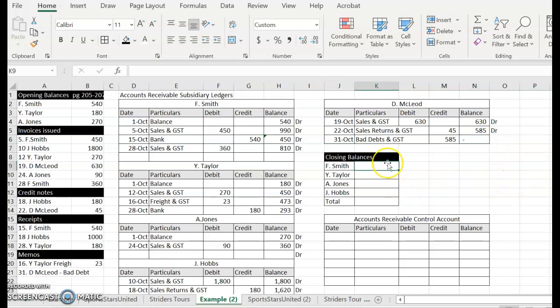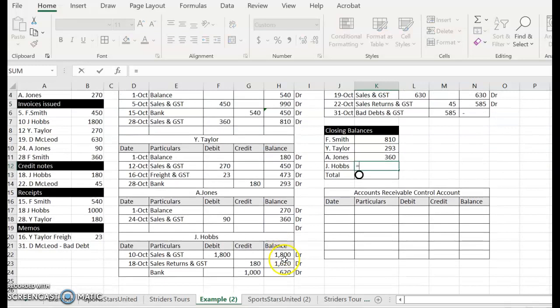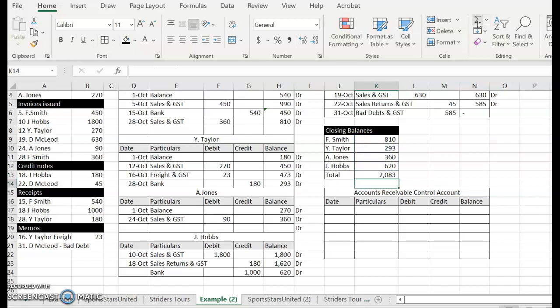Now what we do is we enter the closing balances. So the closing balance of F. Smith at the end of the month is that. The closing balance of Y. Taylor, end of the month. Closing balance of A. Jones, end of the month. Closing balance of Hobbs at the end of the month after they paid that wonderful 1,000. And click on this auto sum. This auto sum will add up everything above it. So the total we owed at the end is 2,083.